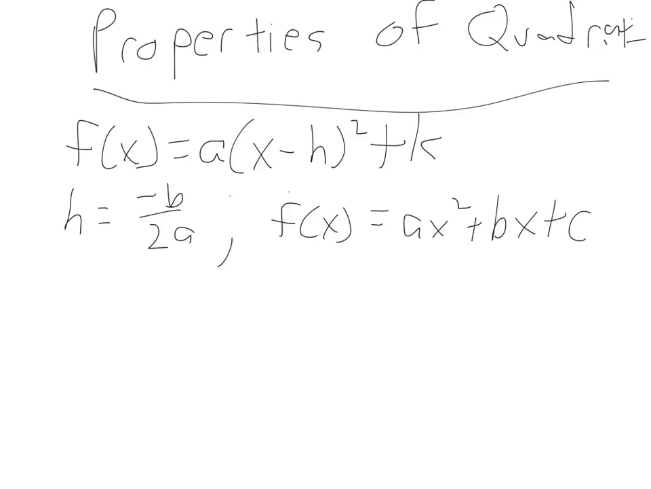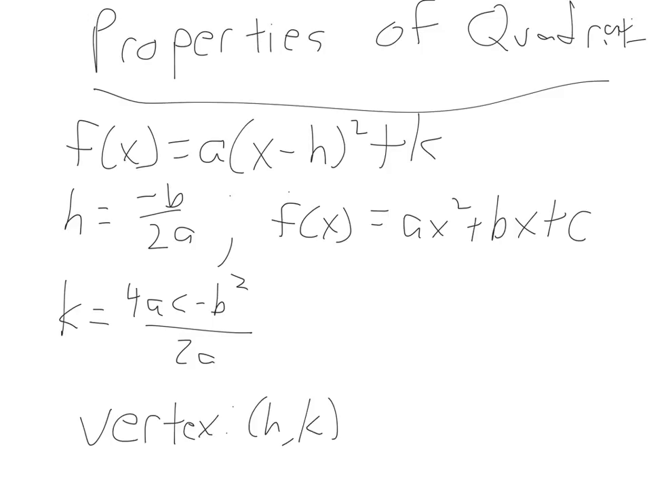So, this h, there's also another formula for k. Positive k is equal to 4ac minus b squared over 2a. The vertex (h, k) in vertex form, if you didn't want to switch out of this right here, could be found by finding the x-coordinate of the vertex by doing minus b over 2a, and then the y-coordinate of the vertex would be 4ac minus b squared over 2a.